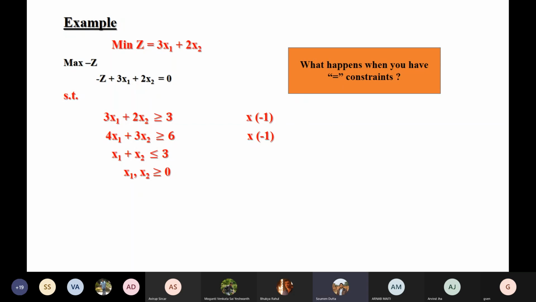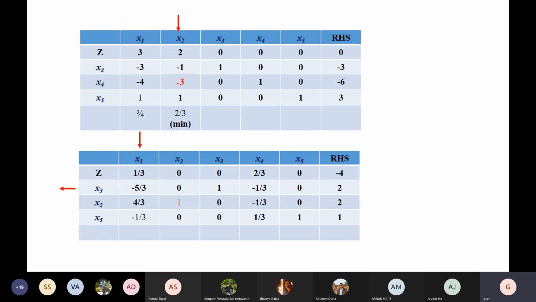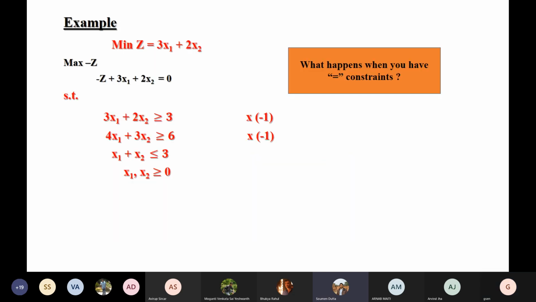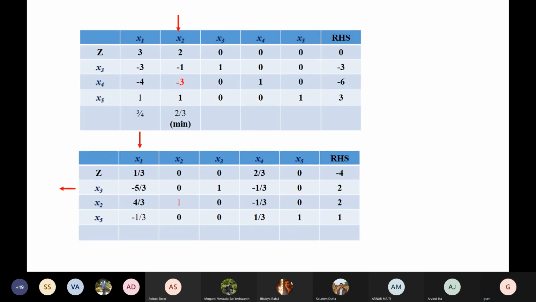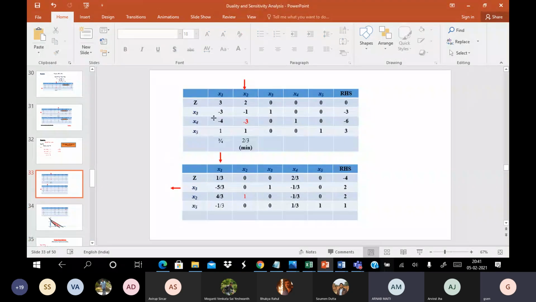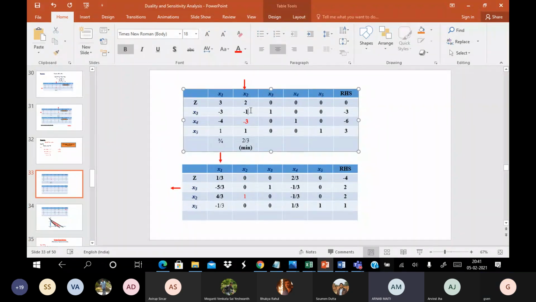Sir, I think there is a mistake in the first table. If you see the second row, it should be 3 and 2, but it's written 3 and 1. Which one? The x3 row. It was 3, 2 in the constraint on the previous page, and now it's 3, 1. It should be -2 there.